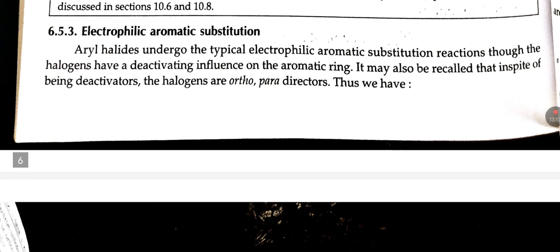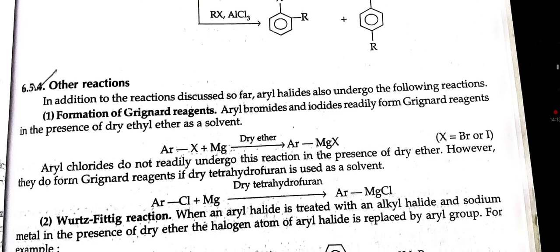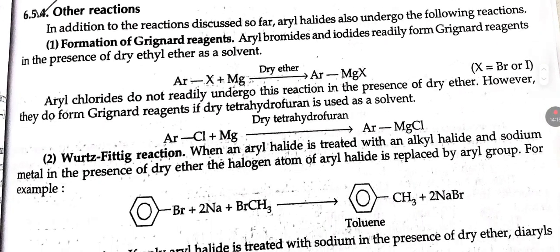Electrophilic aromatic substitution. Aryl halides undergo the typical electrophilic aromatic substitution reactions, though the halogens have a deactivating influence on the aromatic ring. It may be recalled that in spite of being deactivators, halogens are ortho-para directors. Other reactions. In addition to the reactions discussed so far, aryl halides also undergo the following reactions.